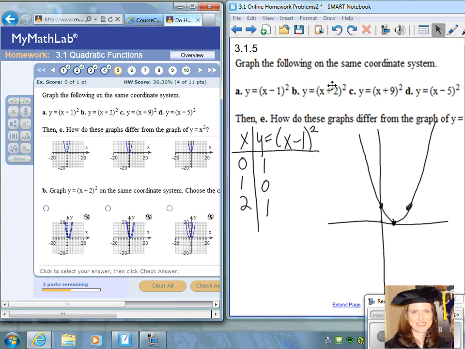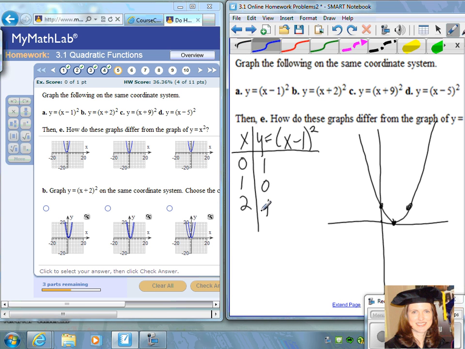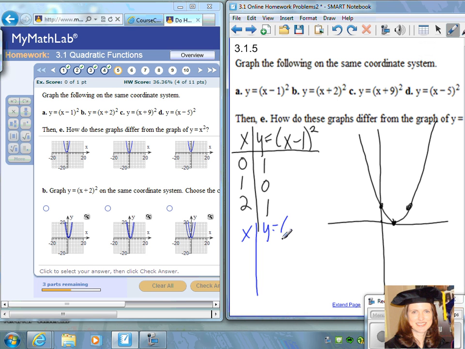Now we want to graph the second one, which is y equals (x plus 2) squared. Again, if you're familiar with those transformations that we studied in the previous chapter, this graph has been transformed by moving the basic parabola graph to the left 2 units so that the vertex is right here at negative 2.